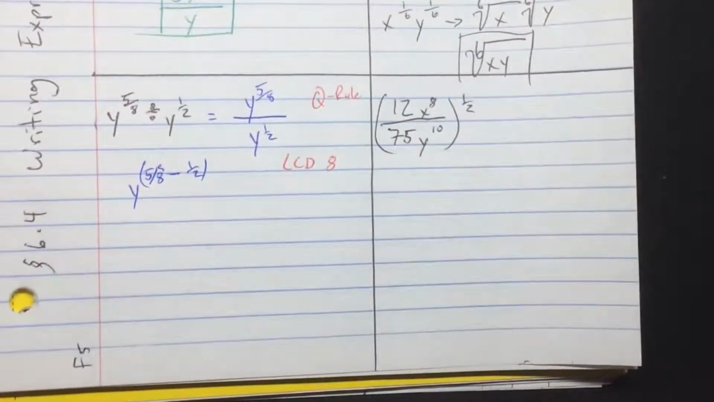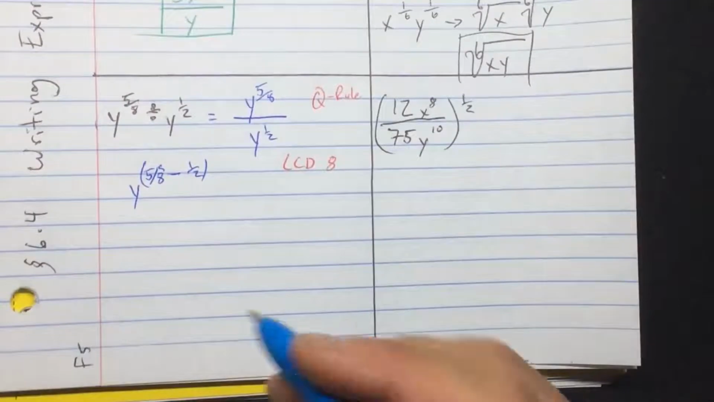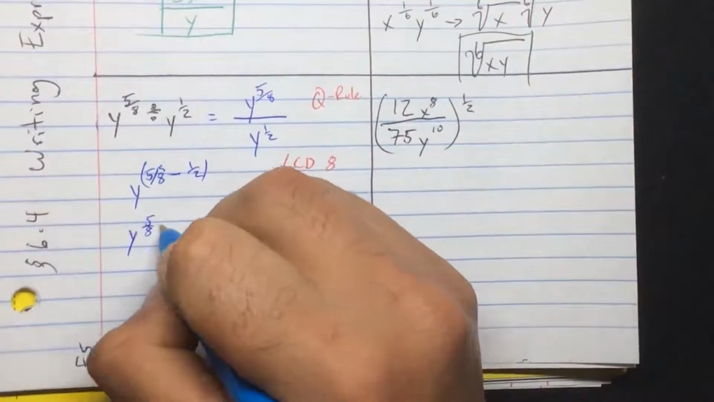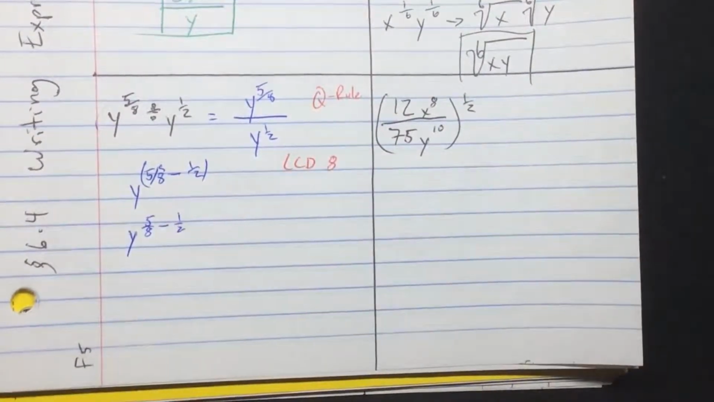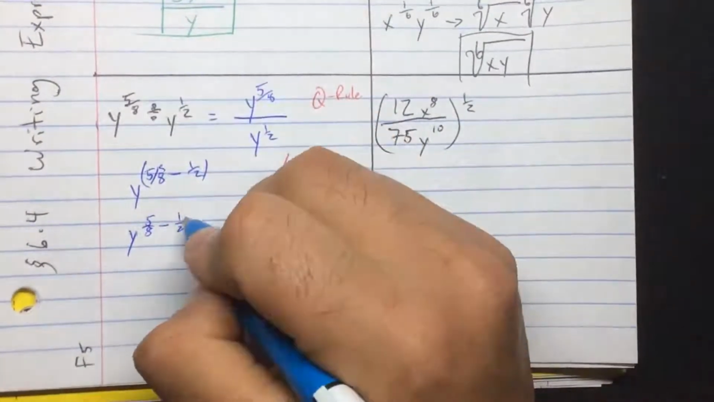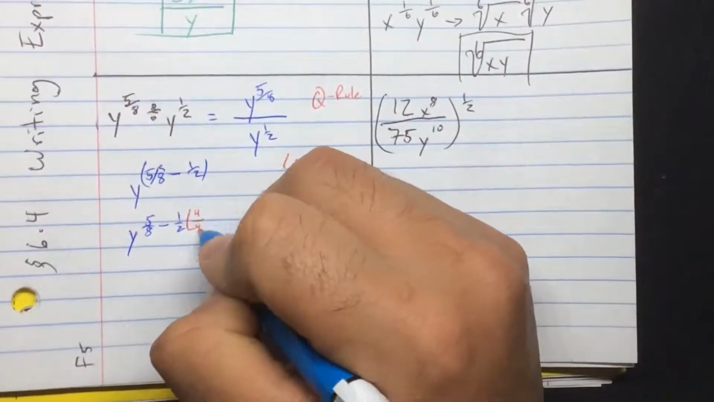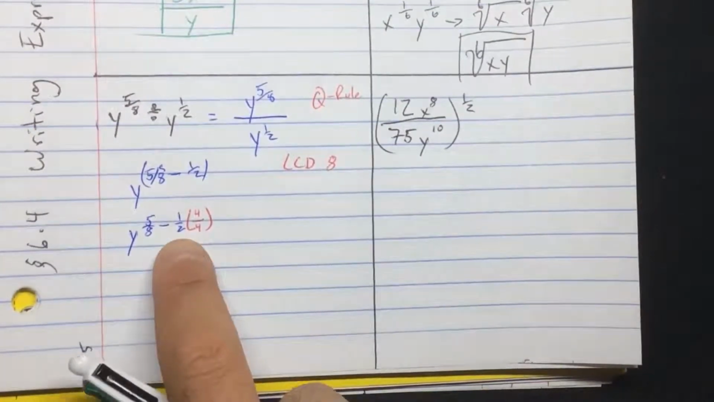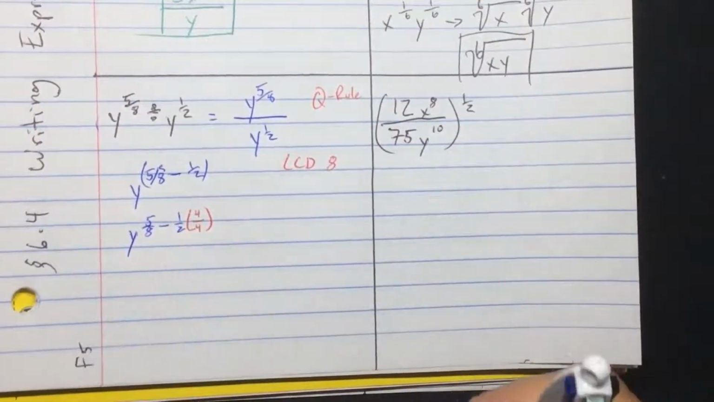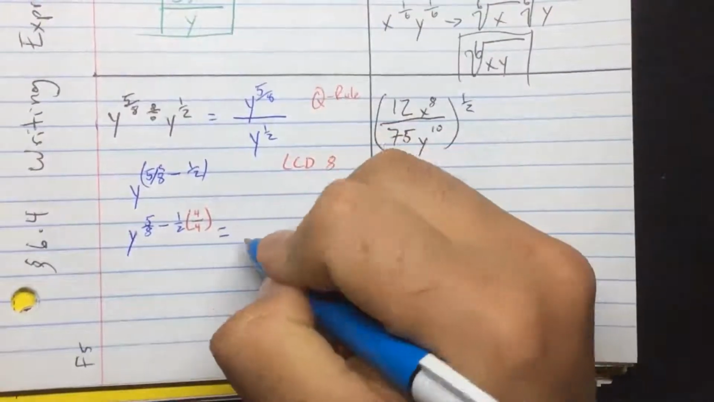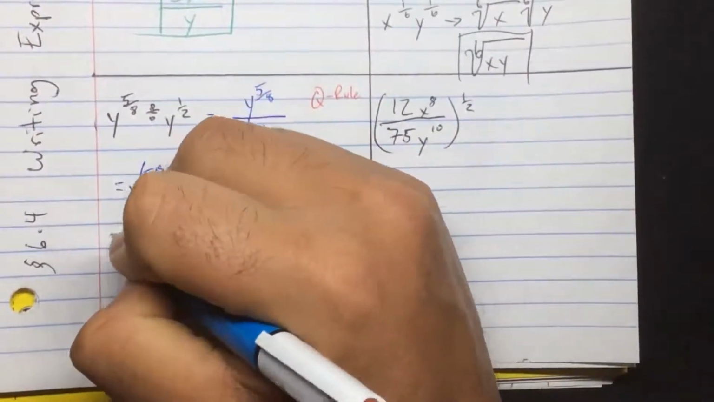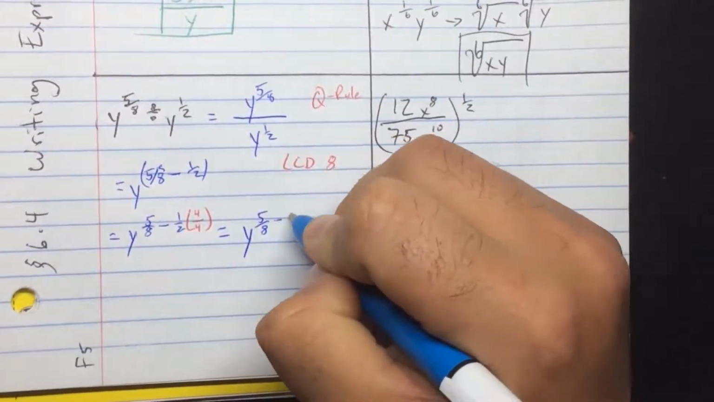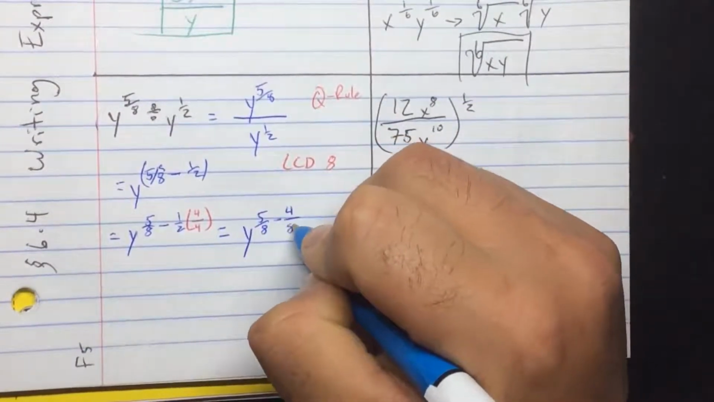That means we can change our y to the 5/8, well, that would stay the same, but we're going to subtract 1/2, and we're going to change this by multiplying by 1 in the form of 4 over 4. Now we can rewrite this, so this is going to be equal to y to the 5 over 8 minus 4 over 8.